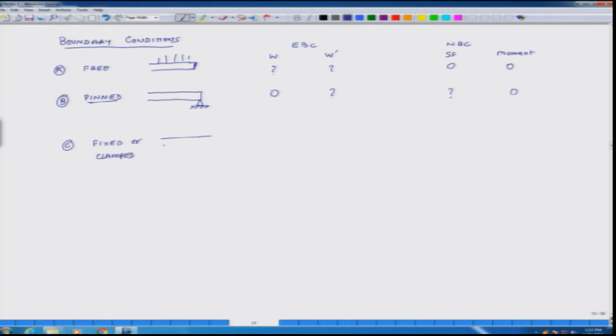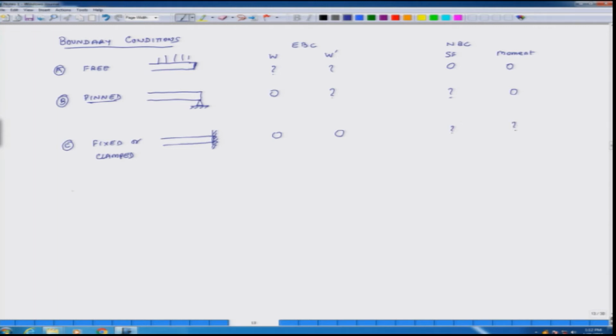The third boundary condition is fixed end. So, what is a fixed end? It is something like this, and here I have rigidly fixed it. So, in this case W is 0 and so is slope, but shear force is unknown and moment is unknown.